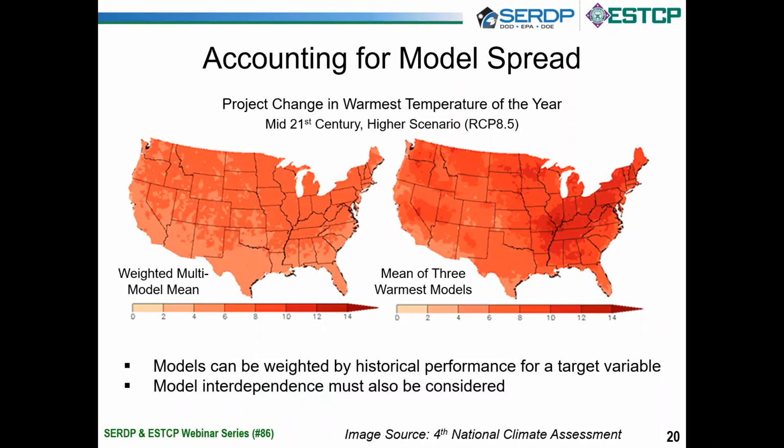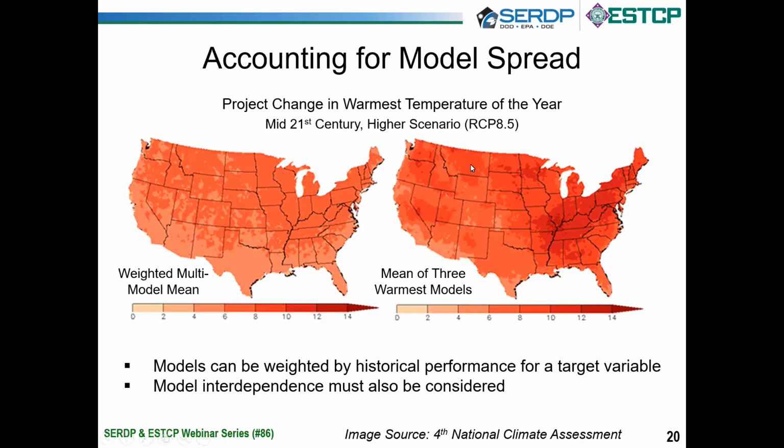Models can be weighted by their historical performance, and this was done with the recently released Fourth National Climate Assessment. They developed a multivariate metric that considered surface temperature, precipitation, energy fluxes, and temperature and precipitation extremes, and so they rank-ordered the models that way, but they also needed to recognize that the models are correlated, so that in the case of weighting models to produce an ensemble mean or ensemble range, we need to take into account that these are not necessarily independent models, and so they thought about different approaches to dealing with this.